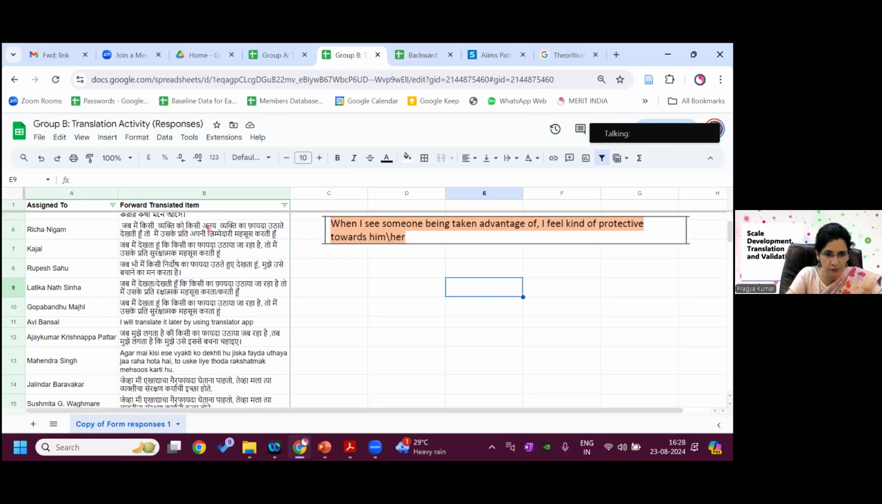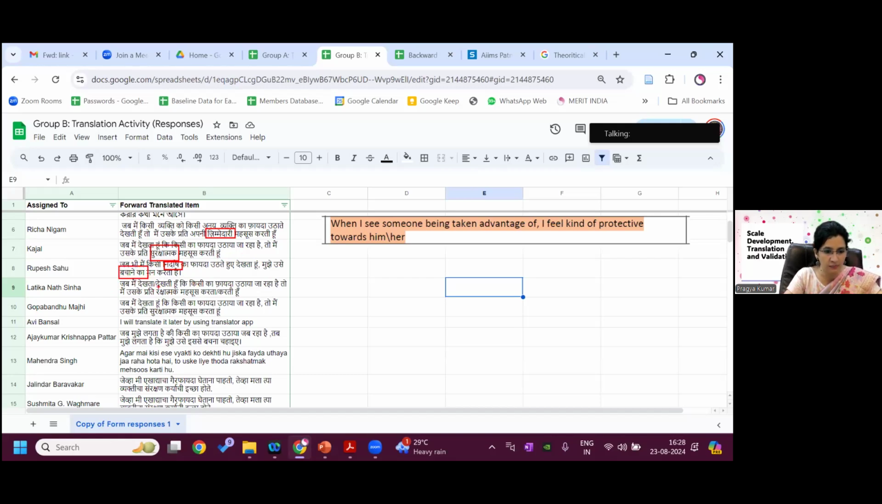If you see the individual question, it is very different from one person to another. Kajal has written सुरक्षात्मक महसूस करती हूँ. Now again, you need to understand, मैं उसके प्रति सुरक्षात्मक महसूस करती हूँ, if the person who is attempting this will be able to understand or not. Rupesh has written, मैं किसी निर्दोष का फायदा उठाते देखता हूँ. So here he has written निर्दोष. This word is added. And मुझे उसको बचाने का मन करता है. See, so there is a difference.